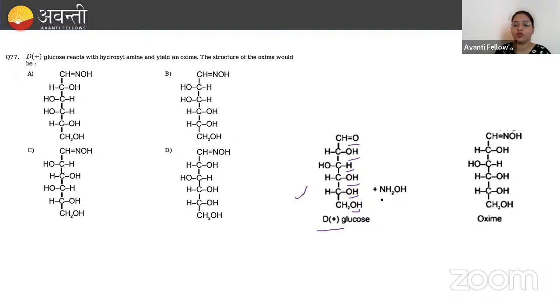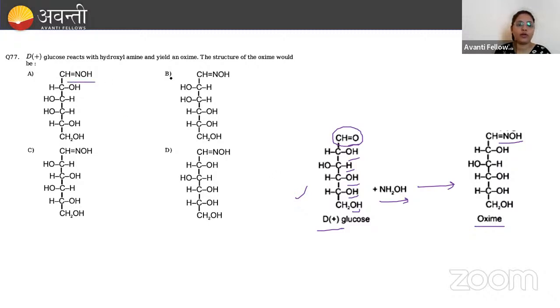So this is D plus glucose. When it reacts with hydroxylamine, it gives us this oxime. What is happening here? The only change happens in the CHO group. CHO is removed, and the double bond O is replaced by double bond NOH. So that is the only difference.